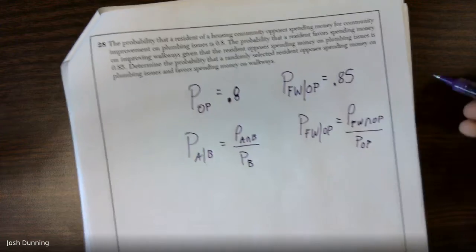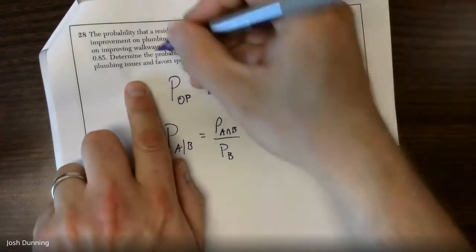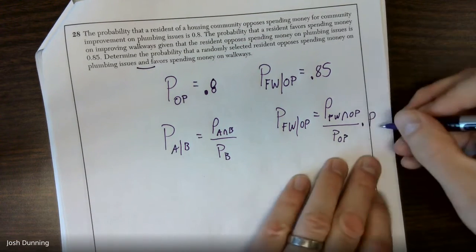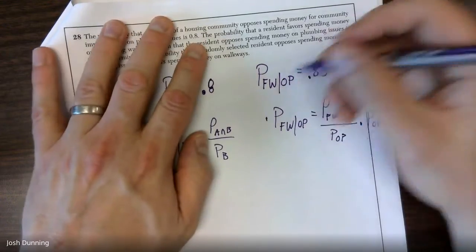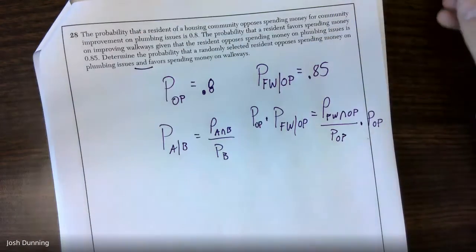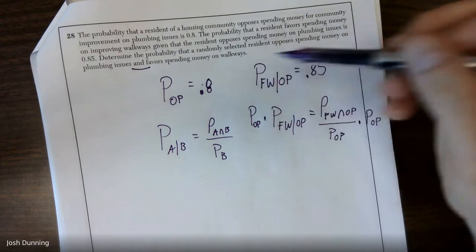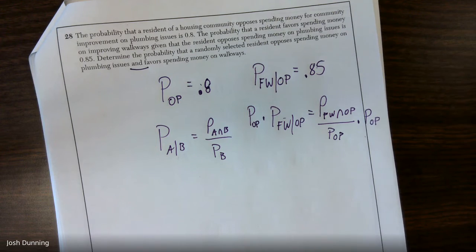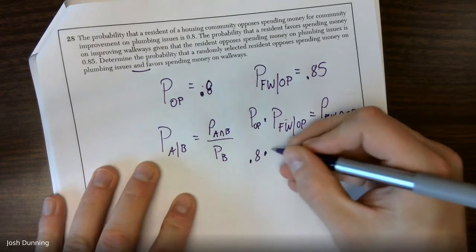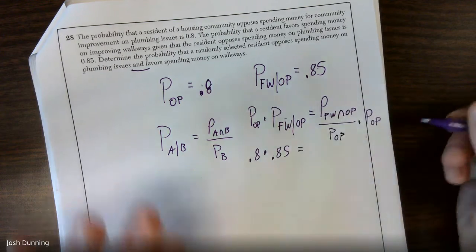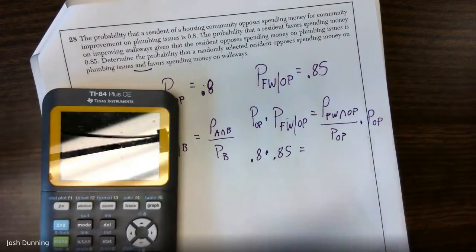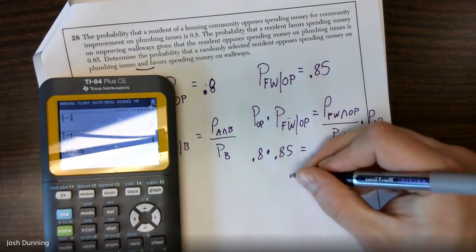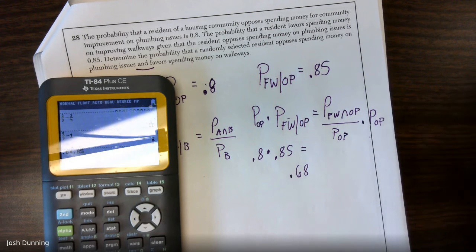We want to solve for the and. That's what it asks us, the and. So I'm going to multiply by the probability of opposing plumbing. Luckily, this is what they give us here. So all we have to do is multiply those two numbers. 0.8 times 0.85 equals our answer, 0.068. That's the answer we want.